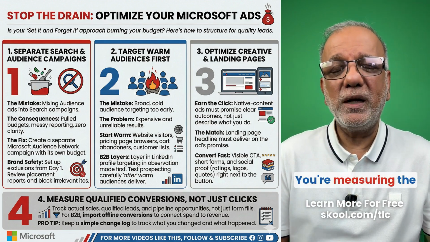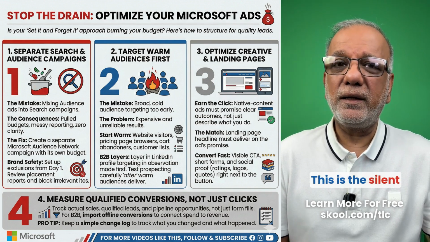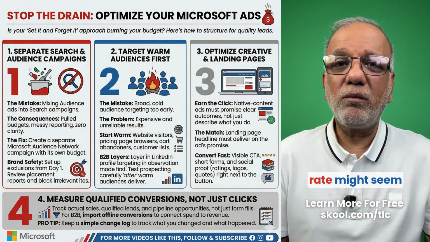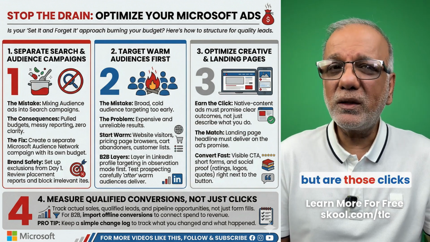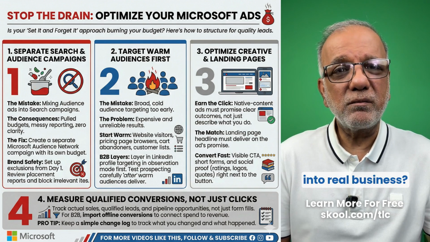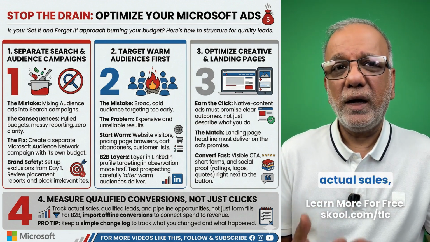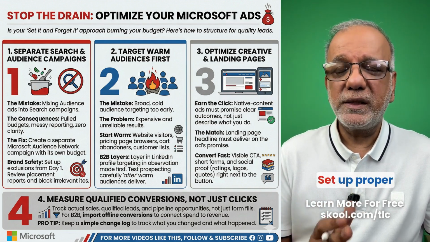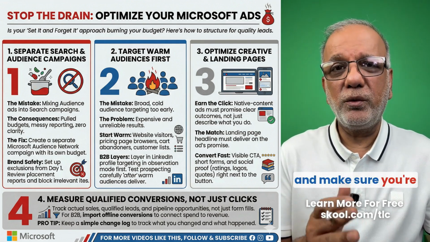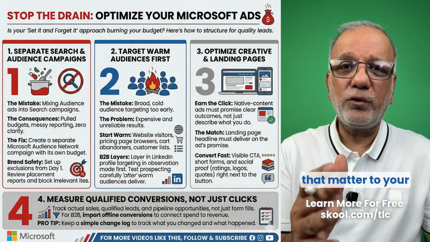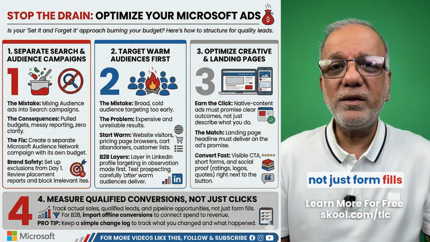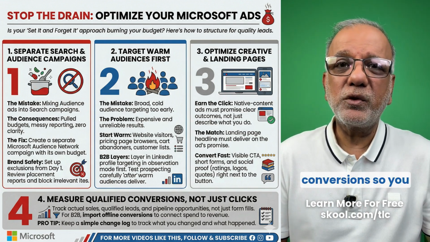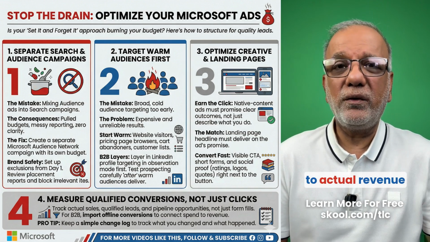Point number four, you're measuring the wrong things. This is the silent killer. Your cost per click might look cheap. Your click-through rate might seem decent, but are those clicks actually turning into real business? If you're not tracking qualified leads, actual sales, or genuine pipeline opportunities, you're flying blind. Set up proper conversion tracking and make sure you're measuring actions that matter to your bottom line, not just form fills or page views. For B2B, import your offline conversions so you can connect ad spend to actual revenue.